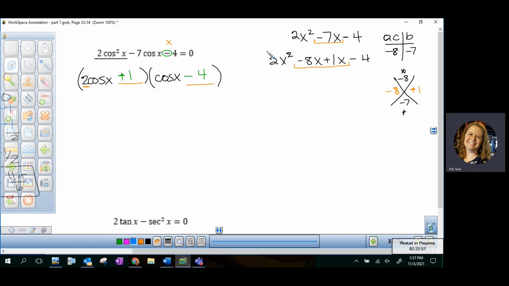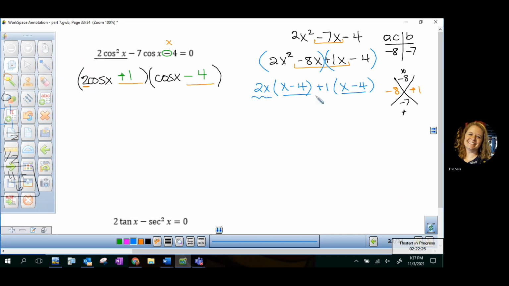And then you could create your groups for grouping. In the first group, the GCF is 2x, and you'd be left with x minus 4. In the second group, there is no GCF, so it would have to just be an understood 1. So it'd still just be x minus 4. And those came out the same, didn't they? x minus 4 is a factor. 2x plus 1 is a factor.